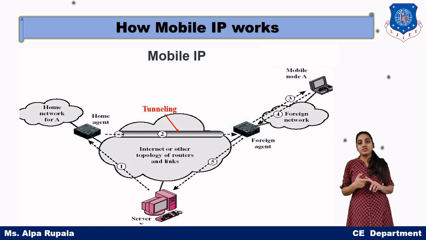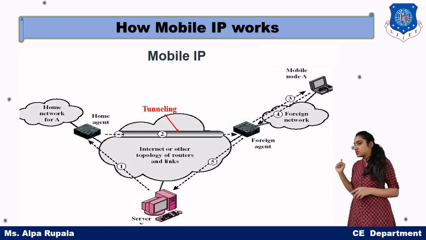Now the home agent will receive the care of address and the digital signature. The digital signature is already stored in the home agent. Now there will be a comparison of both digital signatures. If the comparison is successful, then and only then the care of address of that particular node will be registered in the routing table. So this is the second process, known as the registration process. The first process is discovery, the second is registration.